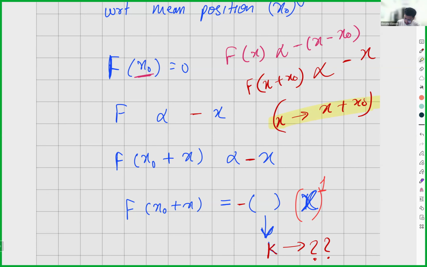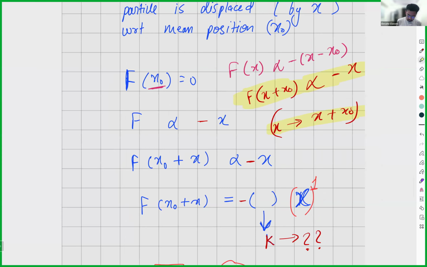By doing this, I can express f of x plus x naught as proportional to minus x. Now the proportionality constant in this particular expression will help you find out omega, simply by root of k by m, right? Whatever the proportionality constant is in this expression of force f of x plus x naught will give you the answer basically. Okay.